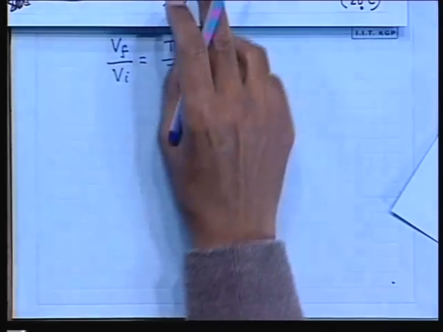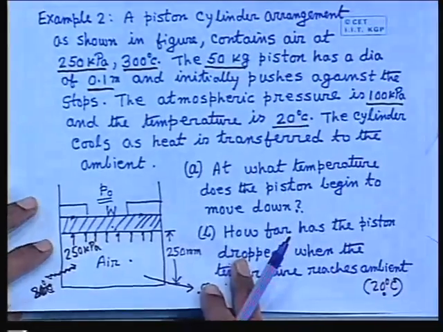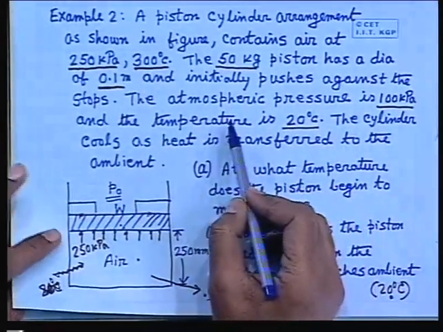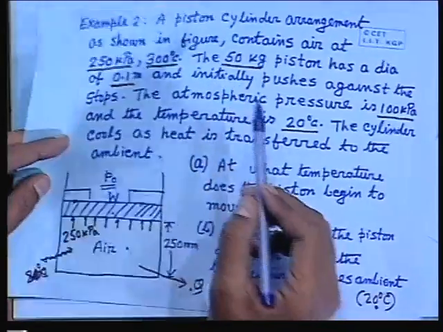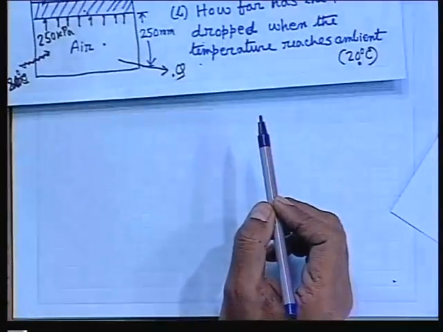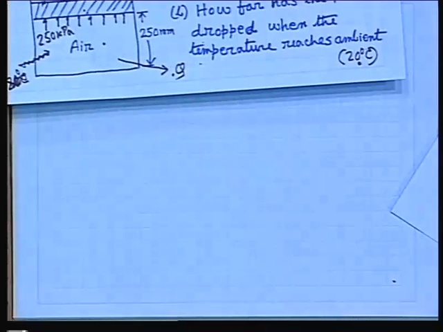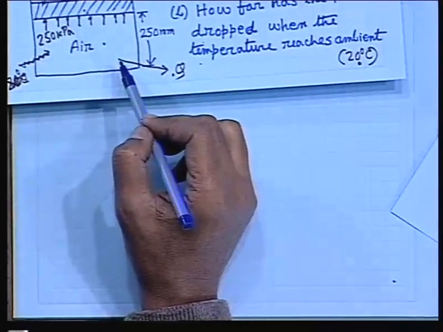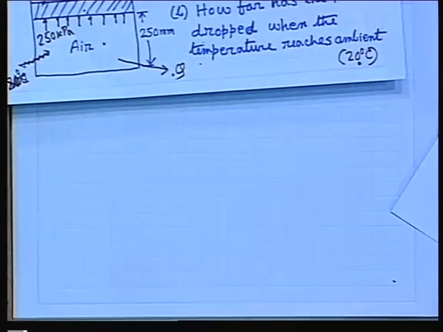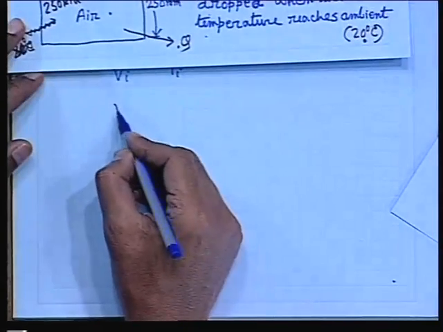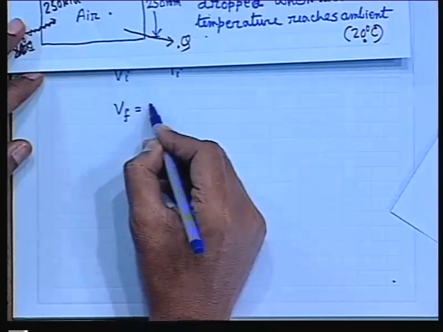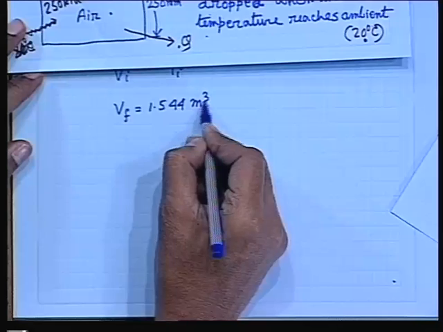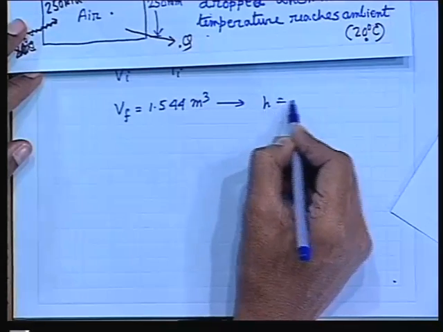We know Vi. Initial Vi is not known. Just a minute. So initial Vi is known. So therefore we can find out the Vf. I am telling that the value of Vf is 1.544 meter cube, which gives H as 0.